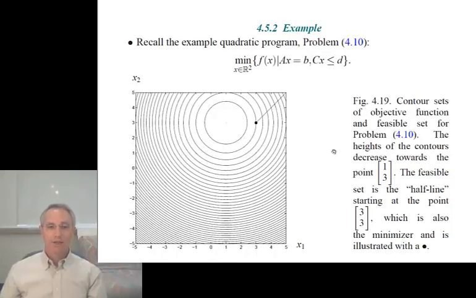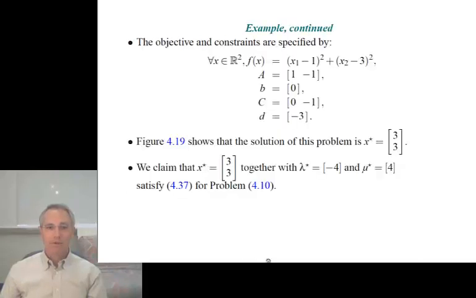Let's try this out on an example problem. It had a quadratic objective, an equality constraint specifying a particular line, and an inequality constraint. The objective and constraints are specified on this slide. The objective is quadratic, with constraints and matrices as follows. We've already seen that the solution of the problem is x star equals 3, 3, and I claimed that that x star together with Lagrange multiplier lambda star equals minus 4 on the equality constraint, and mu star equals 4 on the inequality constraint satisfy my conditions.